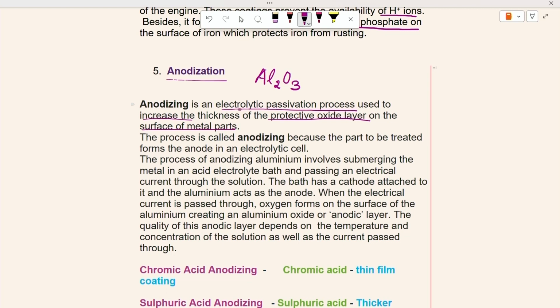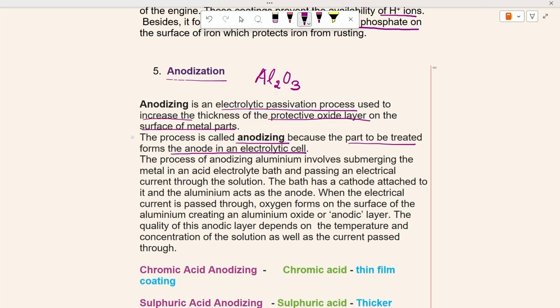Here it is an electrolytic passivation process used to increase the thickness of the protective oxide layer on the surface of the metal parts. The process is called anodizing. Why? Because the part to be treated to form its oxide layer is the anode in an electrolytic cell. The part to be protected is kept as an anode in the electrolytic cell, and therefore the name anodizing is given. This process is commonly used even today in our life; we use a number of anodized aluminum vessels and also sheets and many things.